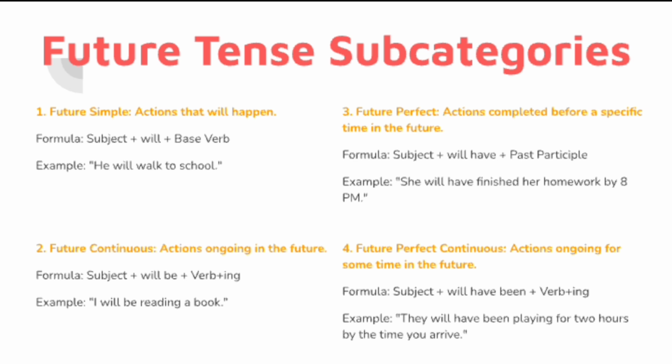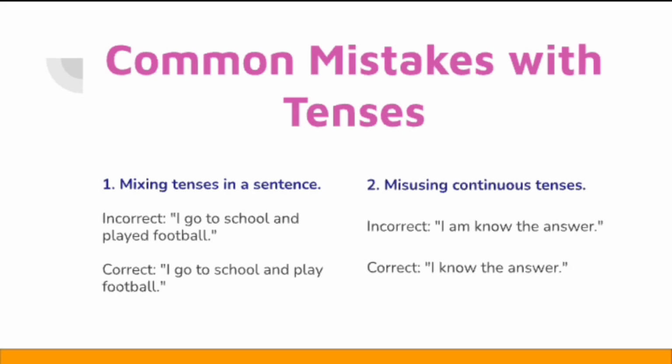And that's how the future tense is divided into its subcategories. Each one allows us to express future events in a more specific and meaningful way. Let's now take a look at some common mistakes people make with tenses. By understanding this, you can avoid confusion and speak more clearly.